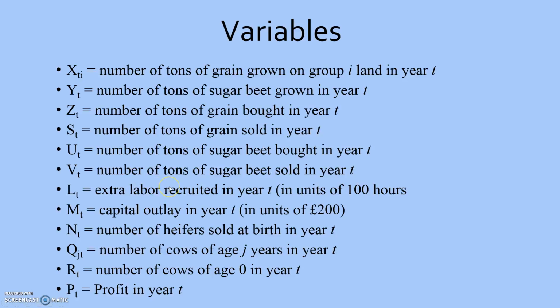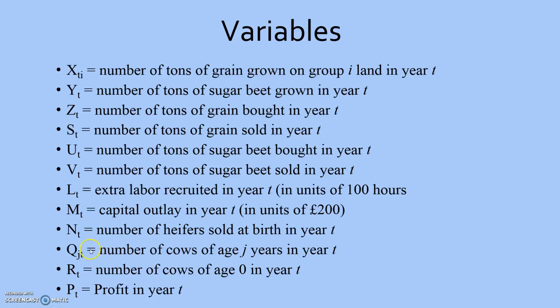U of T, which is the number of tons of sugar beet bought in year T. And then you also have V of T, which is sugar beet sold. And then L is the extra labor recruited in the year in units of 100 hours. And then M of T is capital outlay in year T. And then N of T, which is, we're getting to some of the really important variables, the number of heifers sold at birth in year T.